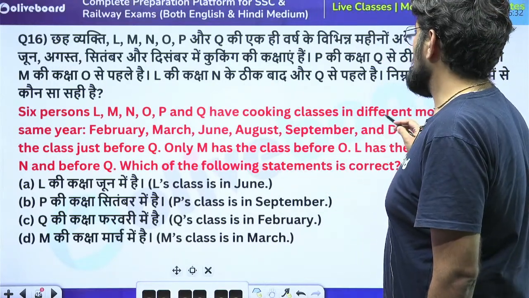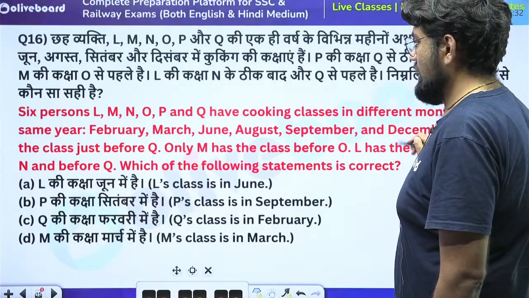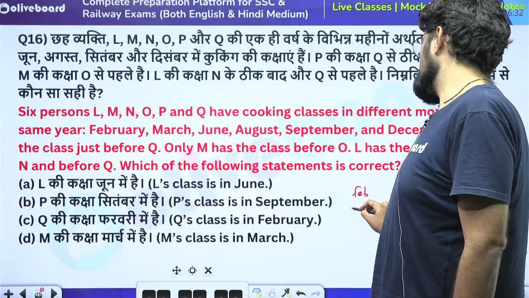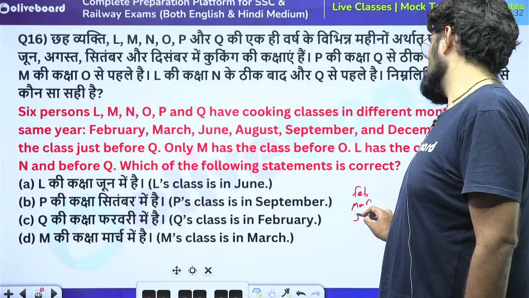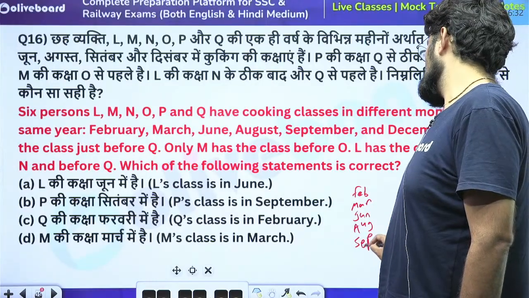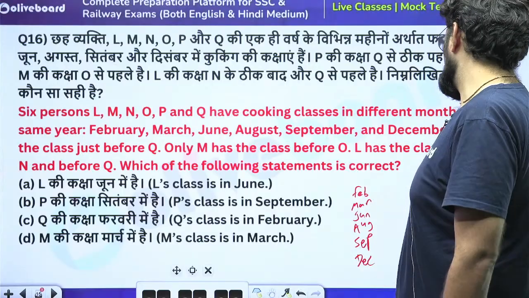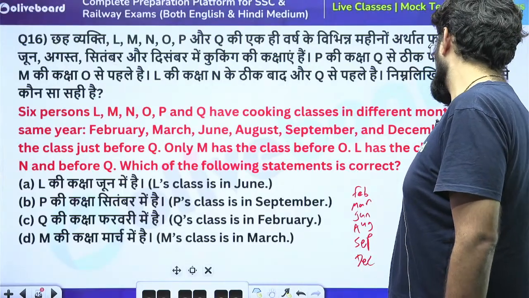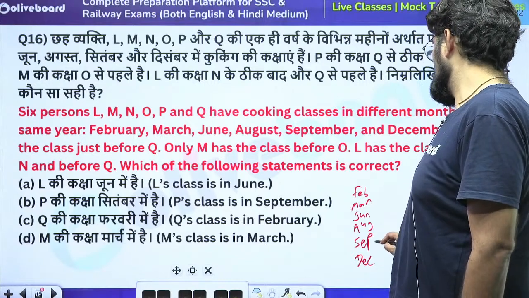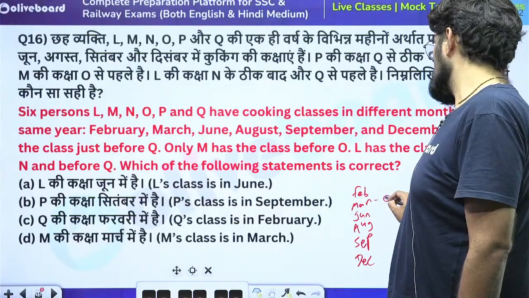6 persons have cooking classes in different months of the same year: February, March, June, August, September and December. Okay. So we can fix this only. February, March, June, August, September and December. P has the class just before Q. Only M has a class before O. So O has to be here, M has to be here.